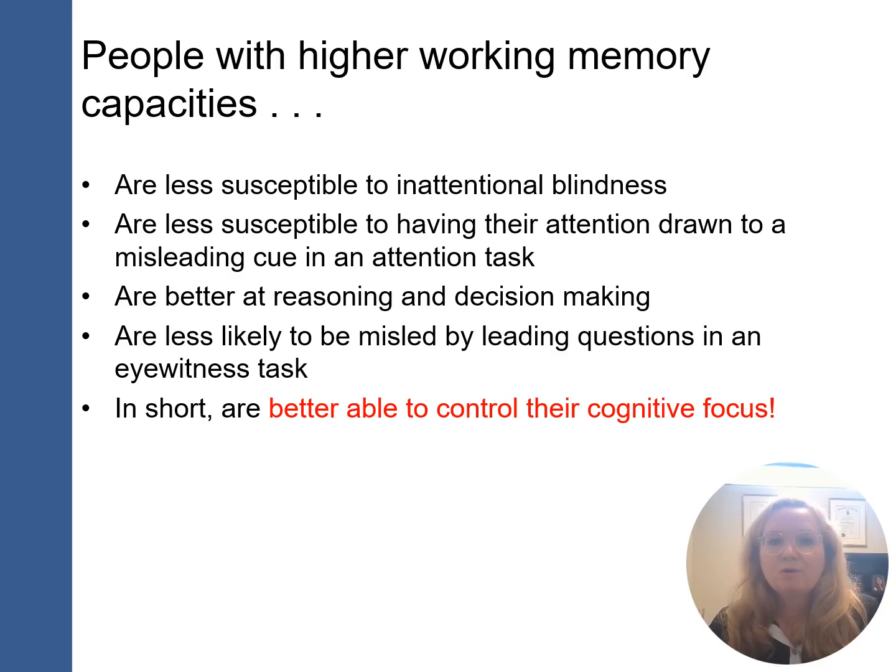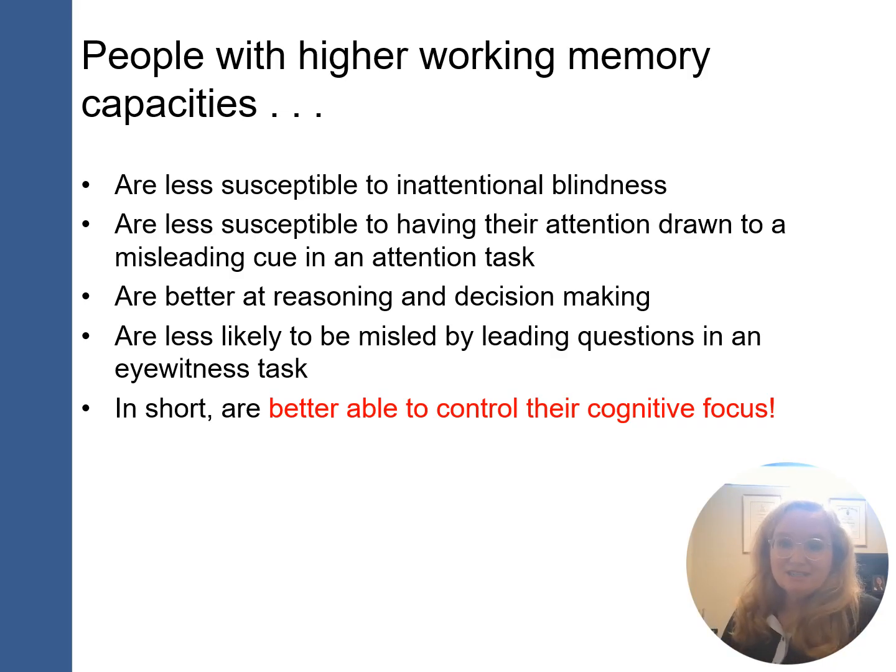Also, people with higher working memory capacity are less likely to have their attention drawn to a misleading cue in an attention task. They tend to be better at reasoning and decision making. They're less likely to be misled by leading questions in an eyewitness task. We'll talk a lot about eyewitness tasks later in the long-term memory chapter. And they just tend to have better cognitive focus.